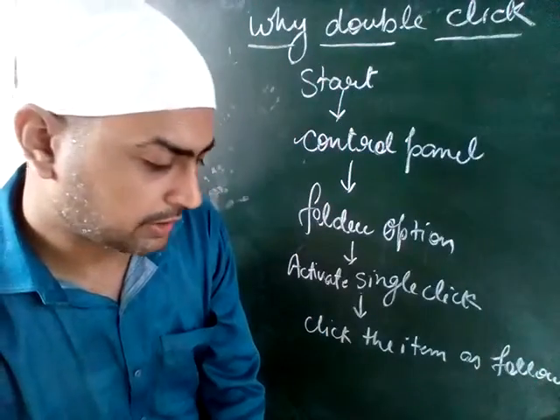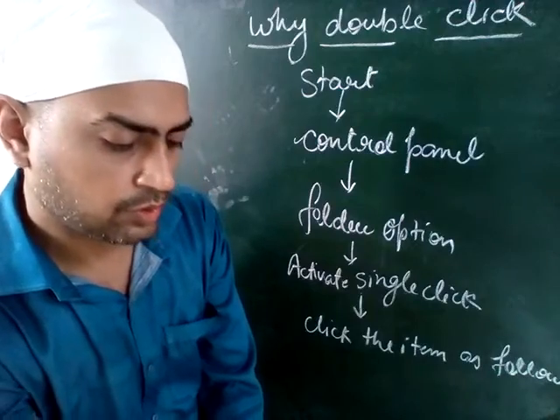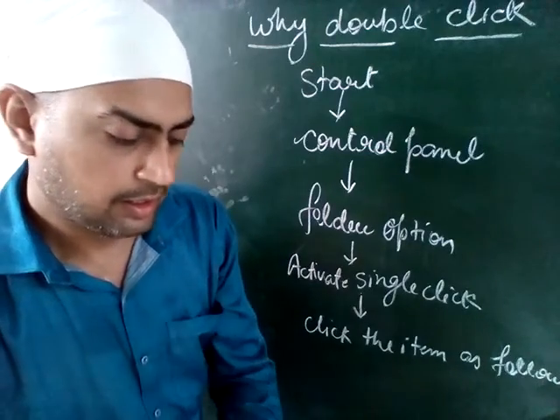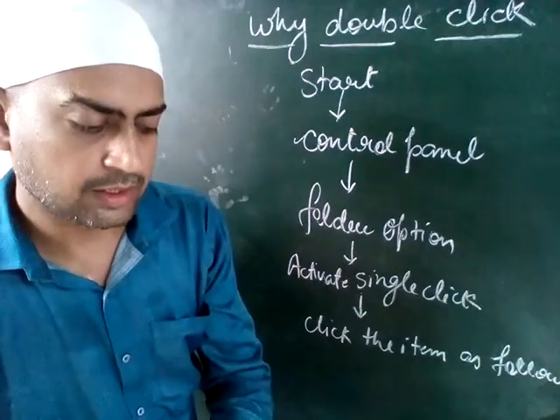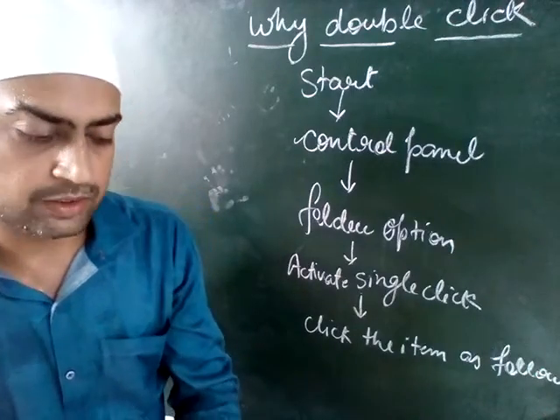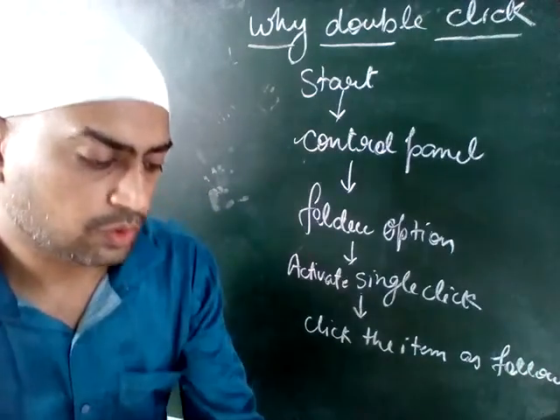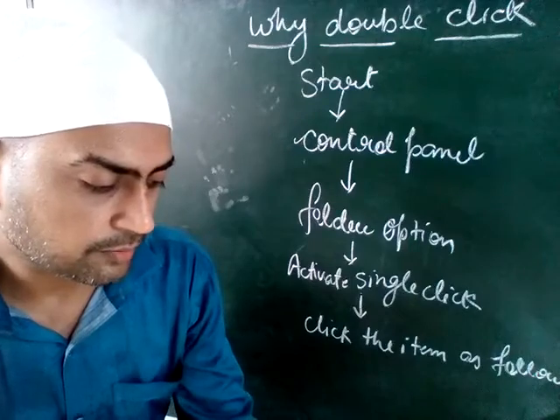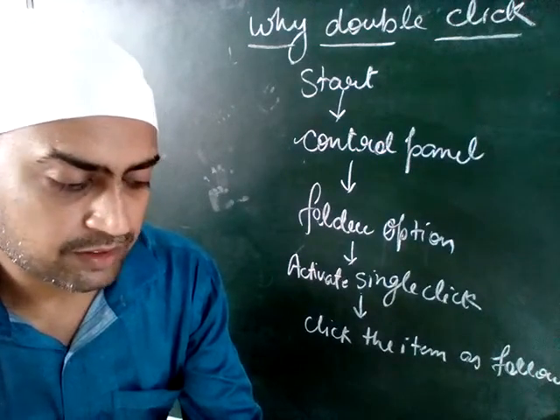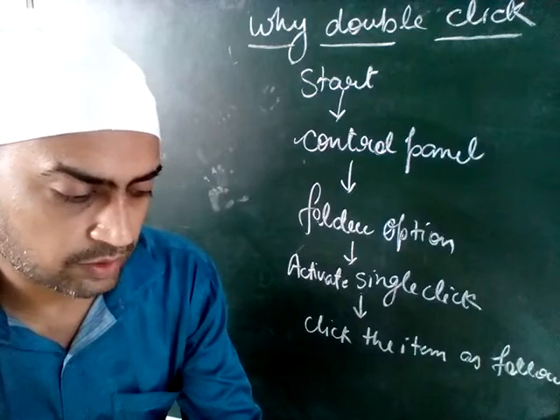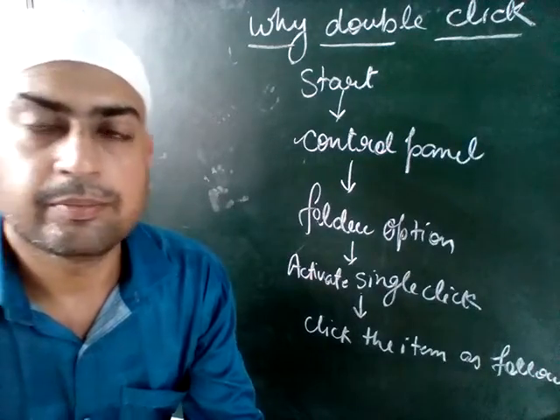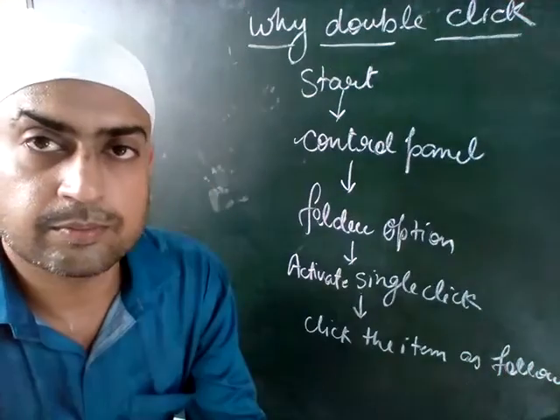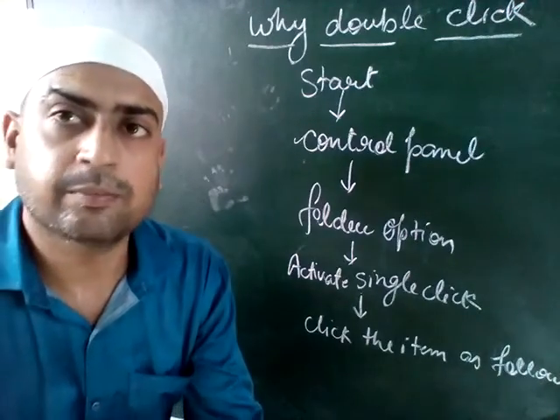Then click the items as follows. Now in this, first you have to click on the start button and then open the control panel. Then click the folder option and then activate single click. Now, under the click items as follows section, from the single click sub option, prefer to activate underline icon titles only when I point at them. This option will activate the single click. Now you can click on any folder singly and it will be opened.